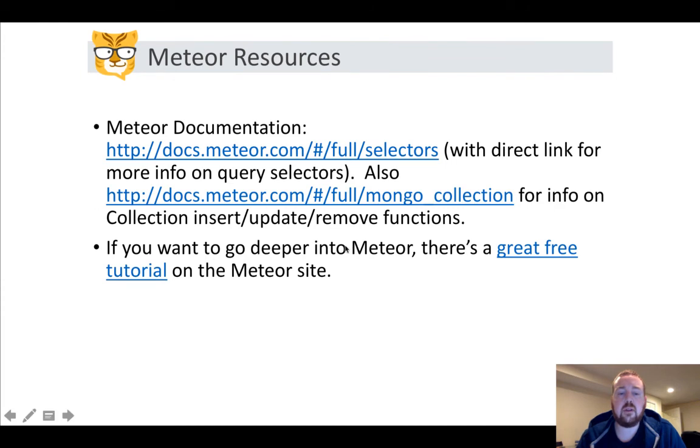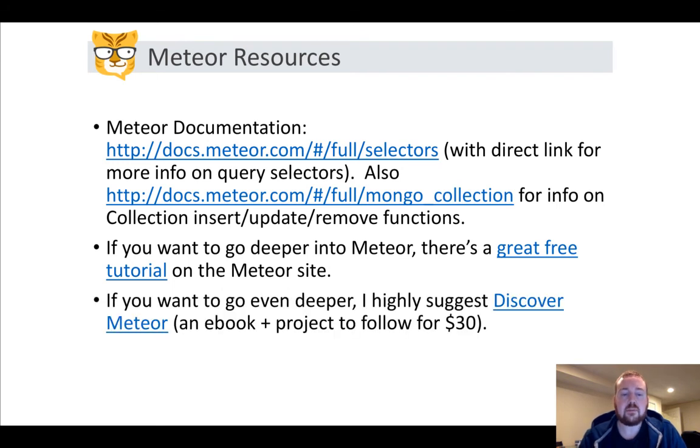If you want a little more total overview of Meteor, there's a great free tutorial on the Meteor site that gives you a good overview of all the different parts of Meteor, a little bit more in-depth than we did today. And if you want to go even deeper, I highly suggest Discover Meteor, which is an ebook that also comes with a Git repository to follow. Each chapter corresponds to a commit in the Git repository, and they do a really good job of taking you through the entire process.